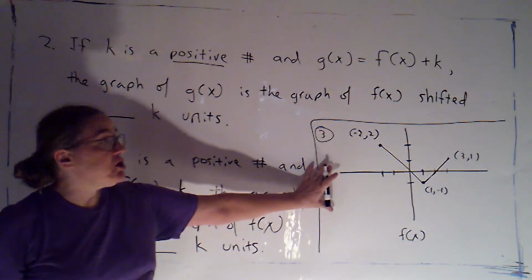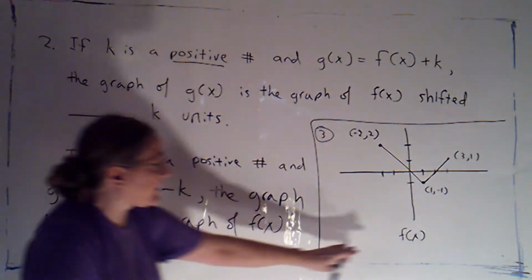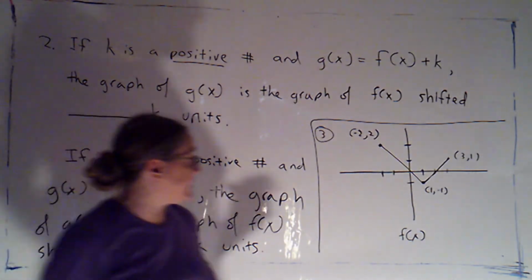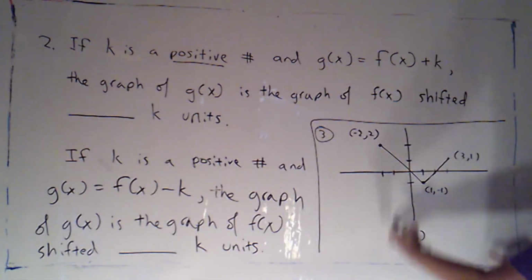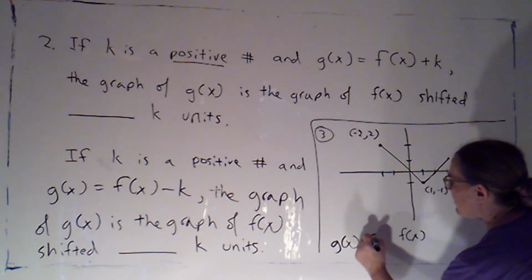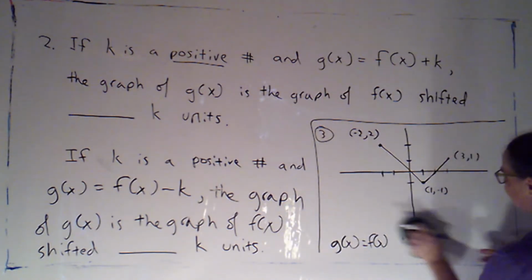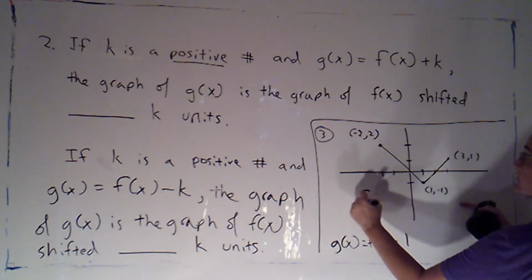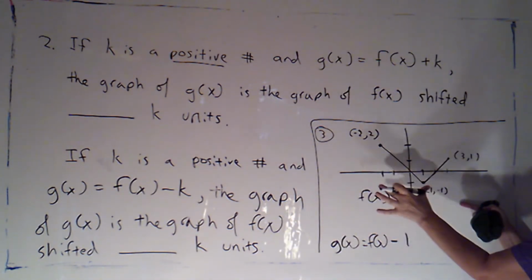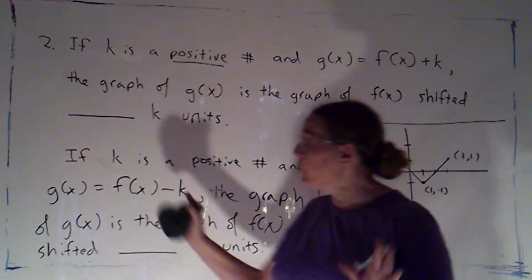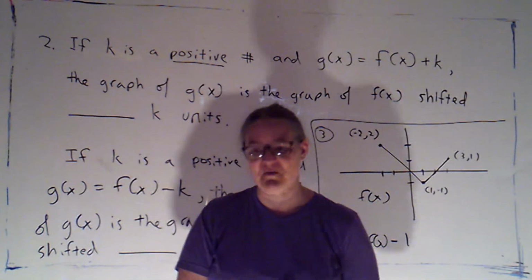Here I've drawn a new graph. We're going to think of this as our f of x, that's our parent function. And what I'm asking you to do now is, on the same pair of axes, sketch g of x, which is just f of x minus 1. So the graph you're given is f of x. I want you to sketch what we get if we have f of x minus 1. So pause the video, work out those problems, and then tune back in.